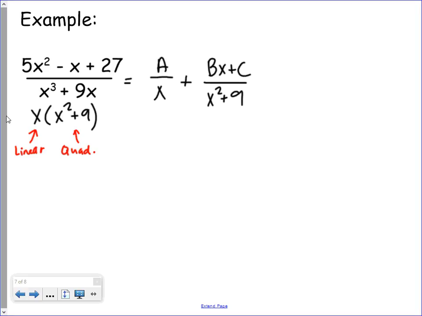Good. Okay, now I'm going to multiply by my LCD, and this time I'm not going to write it down every time, because I know on the left side, if I multiply by the LCD, the whole denominator goes away, and I just have 5x squared minus x plus 27.